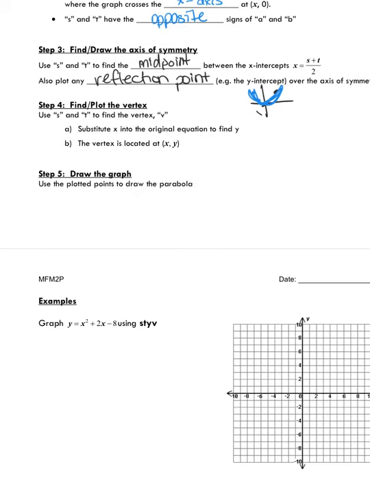Once we do that, and we've done this all last week, you're going to substitute any values in to find y, and our vertex here is going to be at x and y. Once that's all done, we plot the points on our graph and draw it.